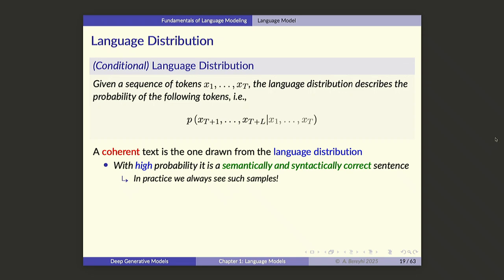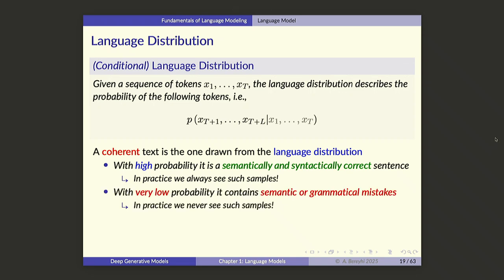Now when we talk about a coherent text, we basically mean this is a text being sampled or drawn from the language distribution. Okay? Again, what does that mean? This means that with very, very high probability, that sentence is going to be correct, both in meaning and in syntax. But there's always a tiny bit of chance that there is a mistake, right?